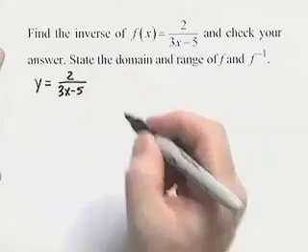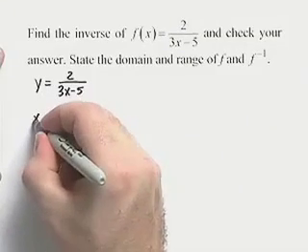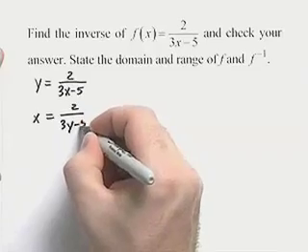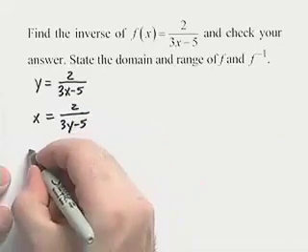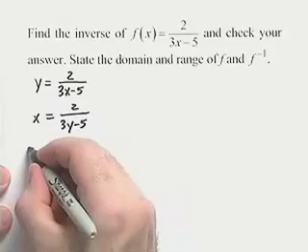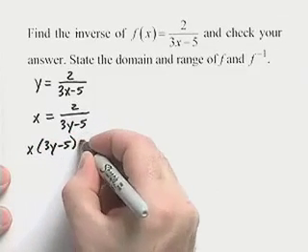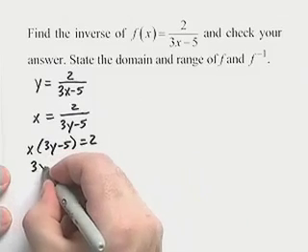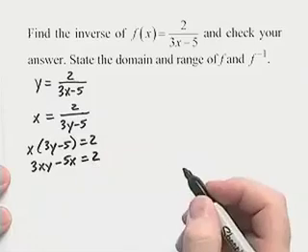To find the inverse, we're going to interchange the x and y's, so we'll get x is equal to 2 divided by 3y minus 5. Then we need to solve this for y. Multiply both sides by 3y minus 5, so we'll have x times 3y minus 5 is equal to 2. Distribute our x, 3xy minus 5x is equal to 2.